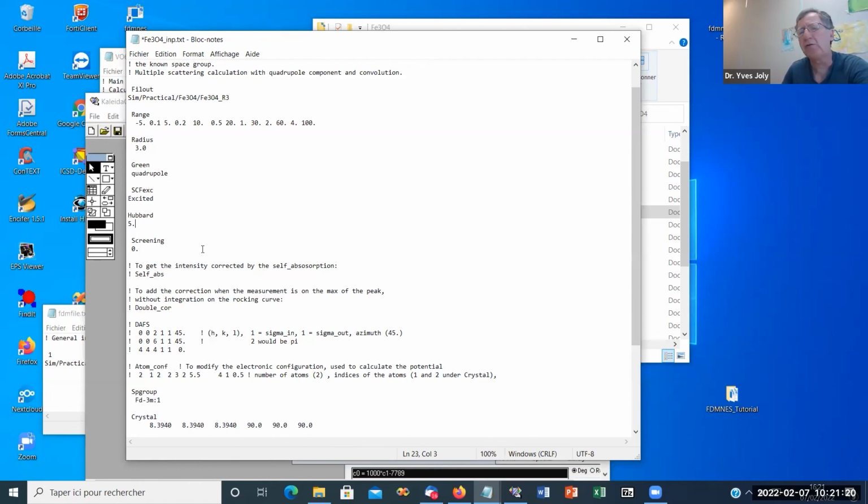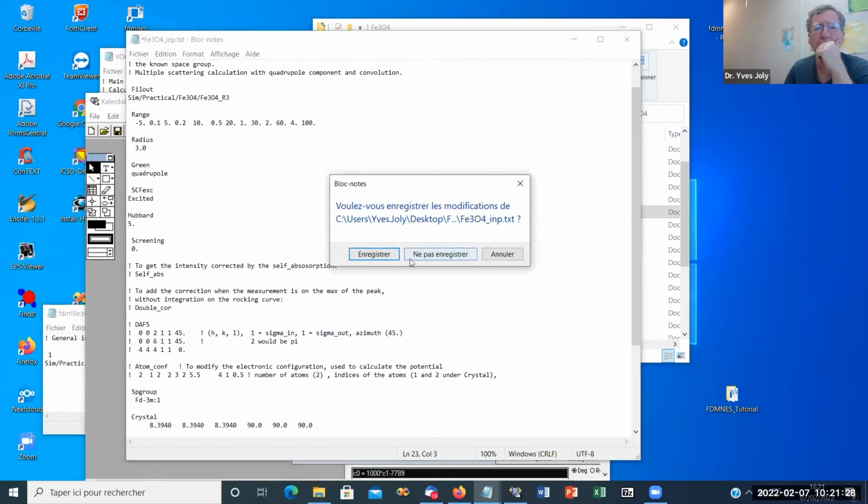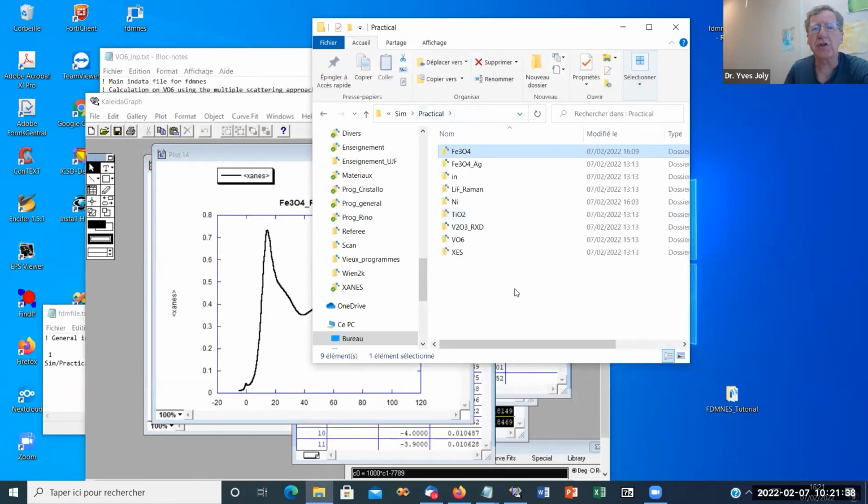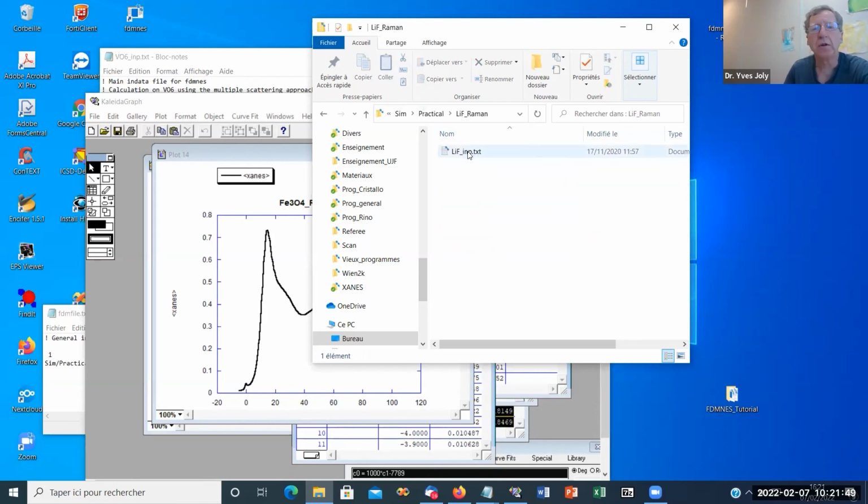Well, it depends on what you are doing. Sometimes there are other kinds of calculation, people work on clusters, maybe adsorbates on surfaces, things like that. And I can show an example. It's not here. And yeah, Raman spectroscopy, I don't know.